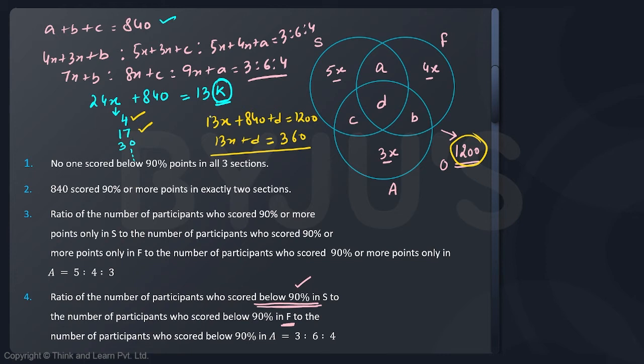Can I put x as 30? I'm sorry, this was 12x. Can I put x as 30? Yes, I can. But I cannot put anything above 30 because even at 30, D becomes 0. If x is above 30, it would be less than 0. So the possible values of x are 4, 17 and 30.